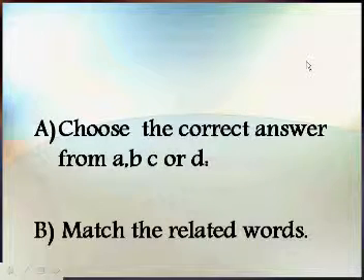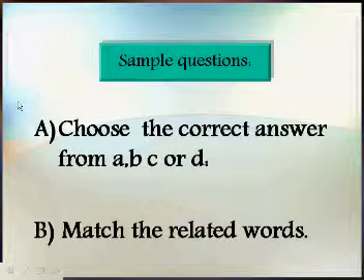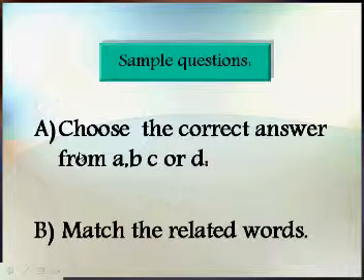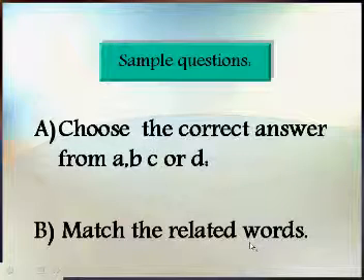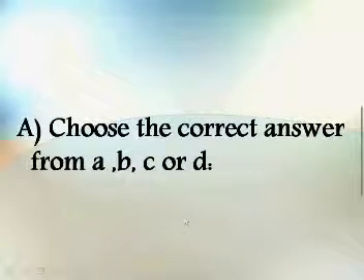Then finally we move to the sample questions. In your exam, in the vocabulary sections, you'll have two types of questions. The first one is choose the correct answer from A, B, C, or D, and the second is match the related words. Related words could be opposites, could be meanings, or any kind of related words. Let's start with the first type. Choose the correct answer from A, B, C, or D.